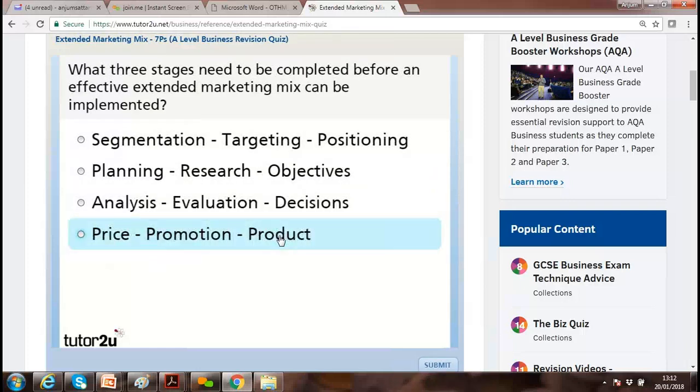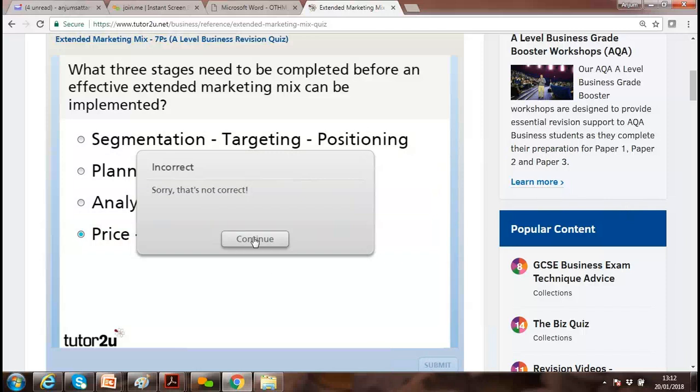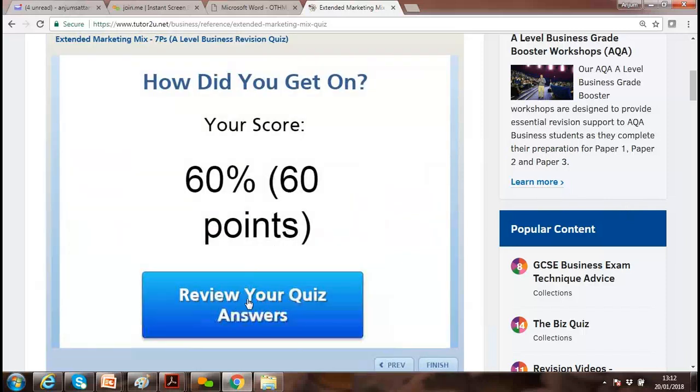Okay, I think this is the second last. What three stages need to be completed before an effective extended marketing mix can be implemented? Segmentation, planning, analysis; or price, promotion, and product; or planning, research, objectives. Which one do you think? Not that. The second one. Okay, well done.